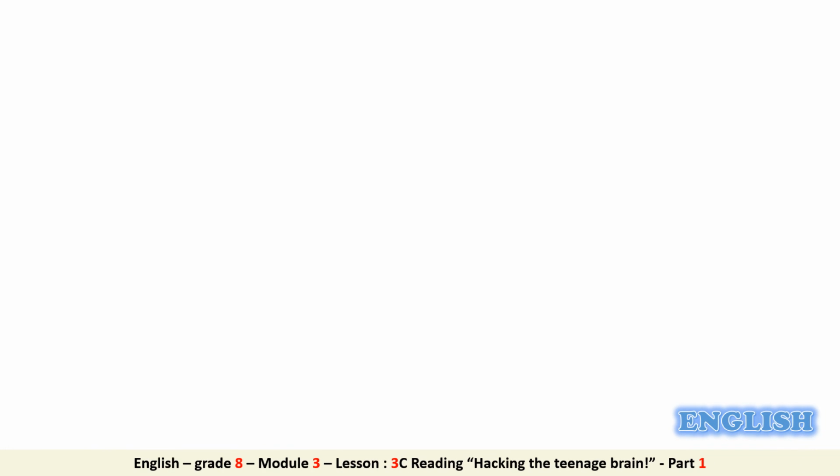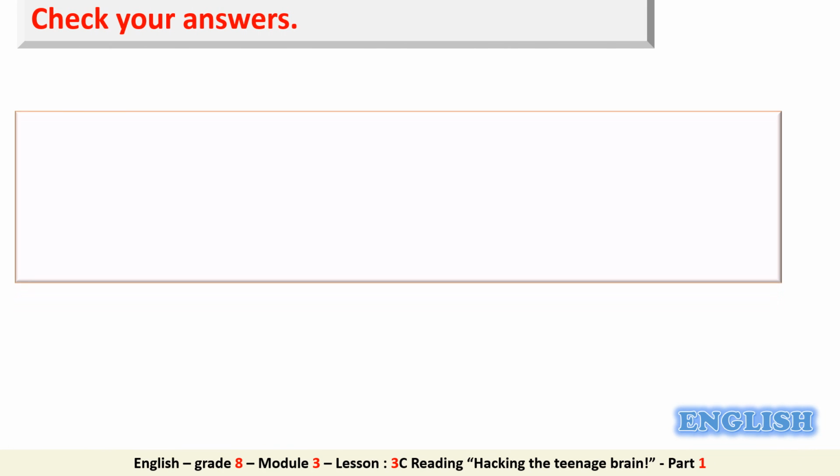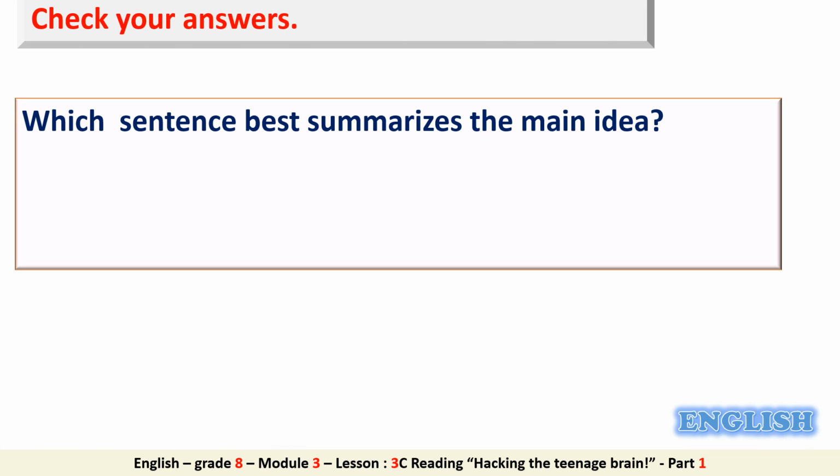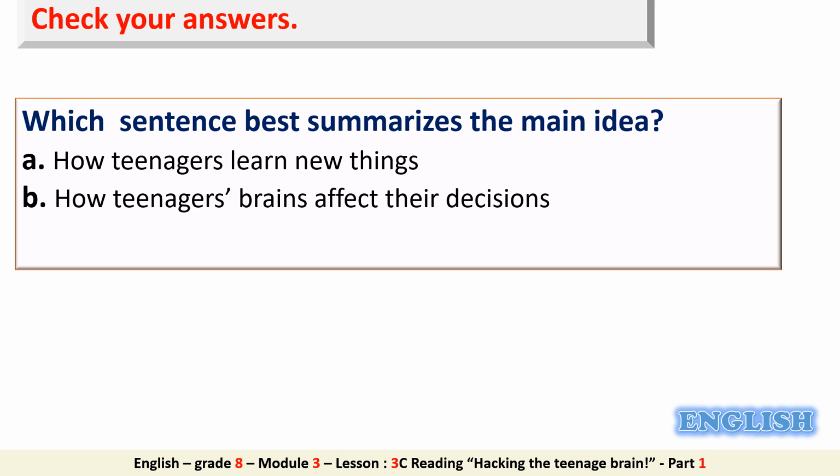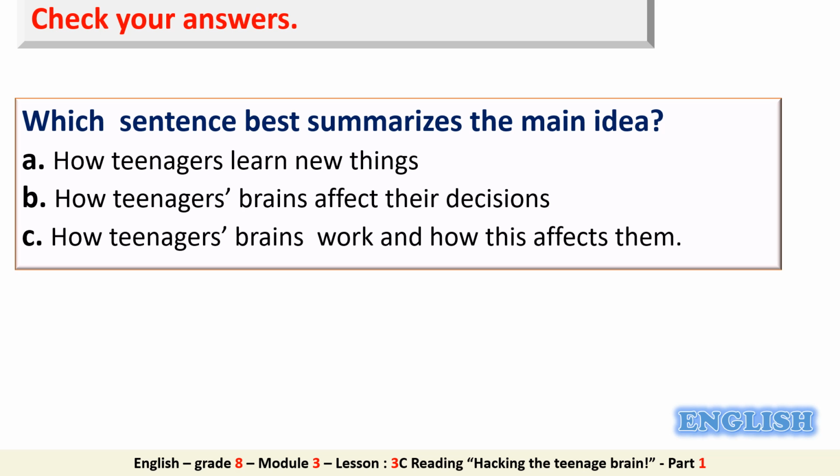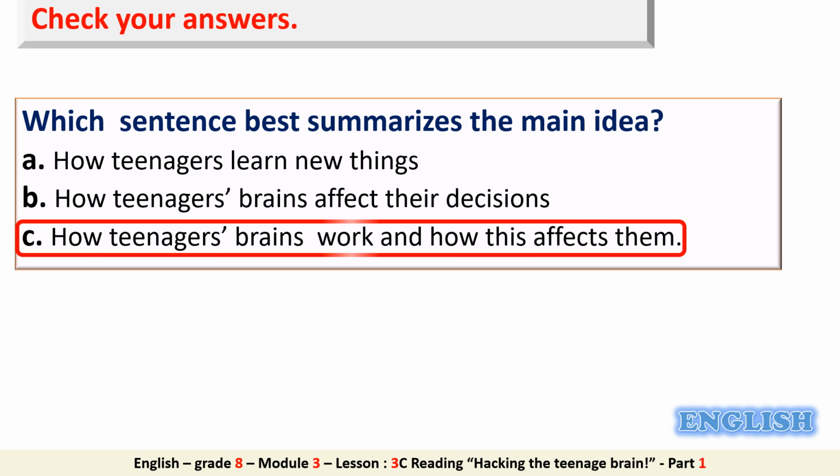Now check your answers. Which sentence best summarizes the main idea? Is it A, how teenagers learn new things? Or B, how teenagers' brains affect their decisions? Or C, how teenagers' brains work and how this affects them? Excellent. The best answer is C, how teenagers' brains work and how this affects them.